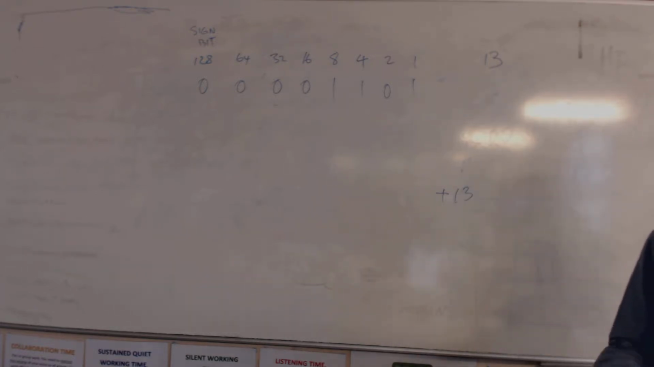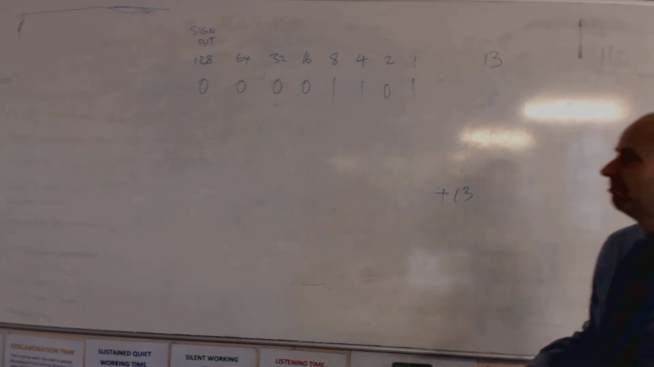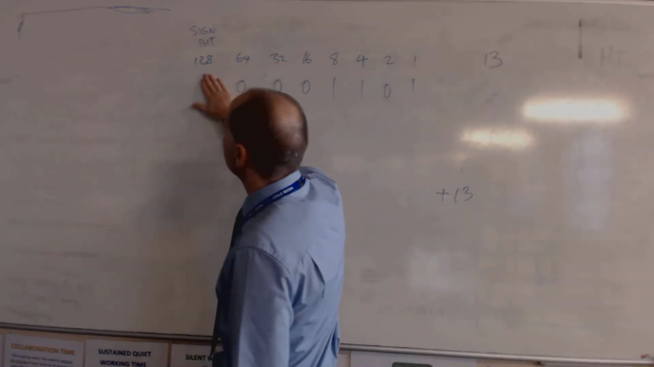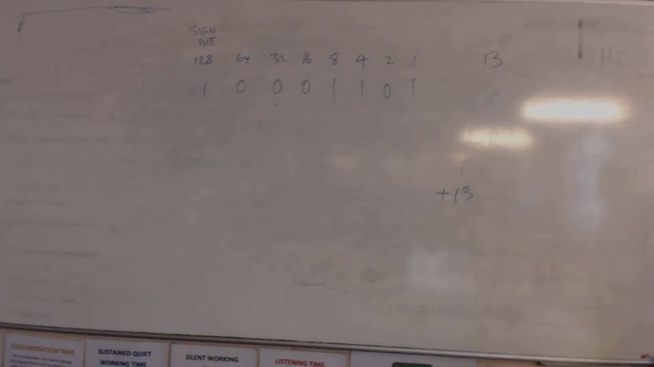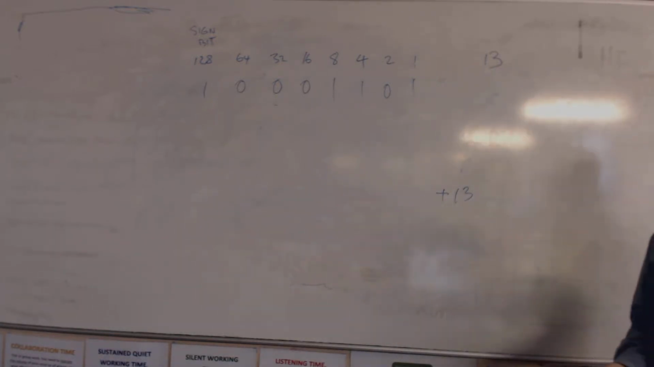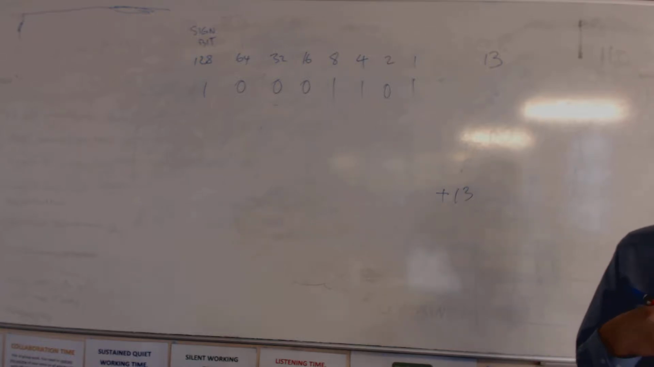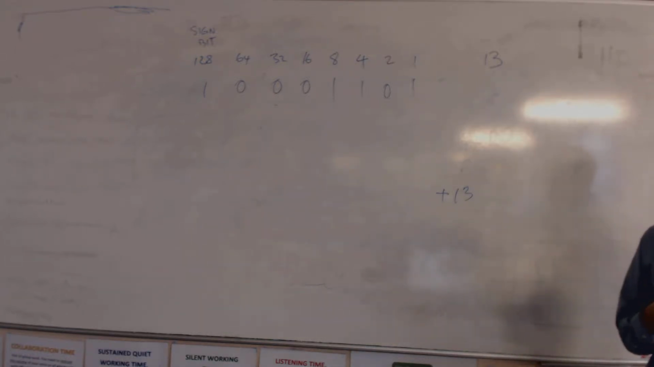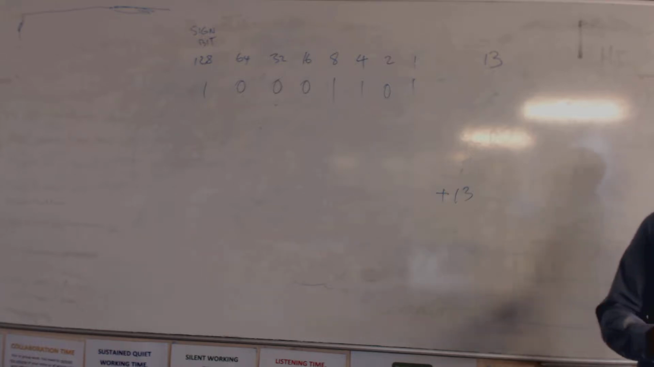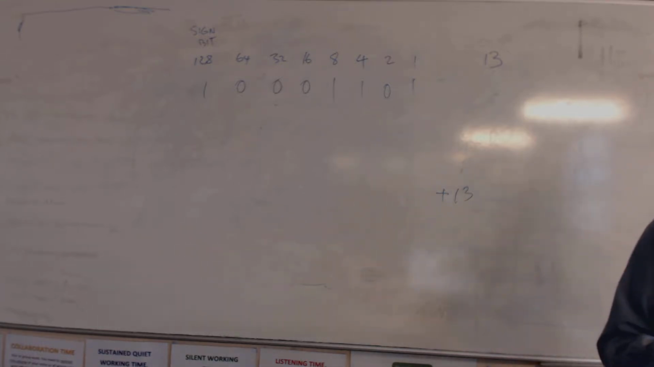If I want to represent minus 13, all I do is change that to a 1, and that's now minus 13. This is sign of magnitude, so this is just mimicking how we write numbers. It is useless to a computer. Alright? So this isn't used to represent data in a computer. It is just an exercise in manipulating binary.